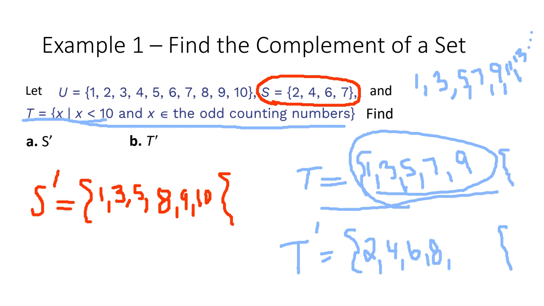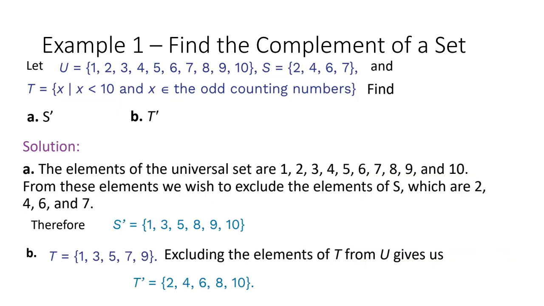Okay, so when you're doing these problems, if they give you something in set builder notation, if you write it in roster form, it might be easier to see what those numbers are. Then you find the complement. So again, complement just means everything that is not in the set that is part of the universal set. Okay, so let's go on.